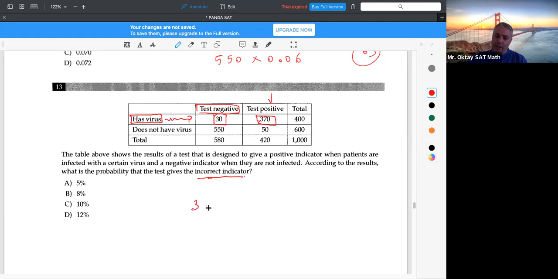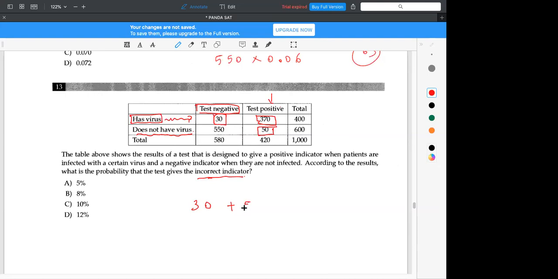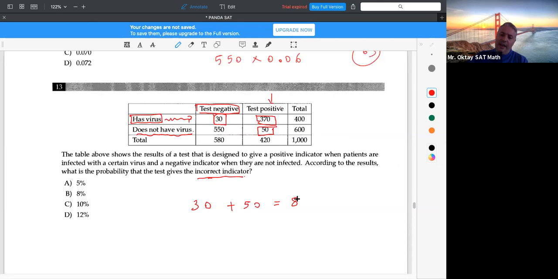That means I have to take here 30. And here, doesn't have the virus. Test positive means it says that they have the virus. Should I understand like that? Doesn't have the virus normally, but the test says that they have the virus. So this is incorrect then. Yeah. So 30 plus 50, which is 80.